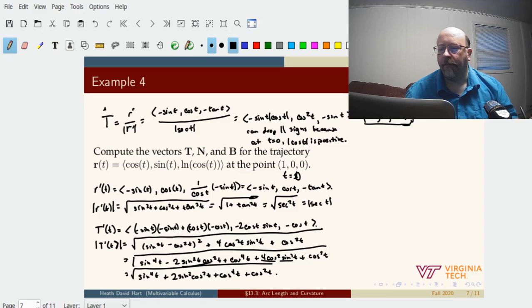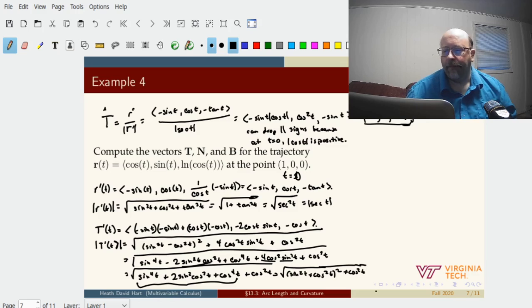All right. This part here factors. This becomes (sine squared of t plus cosine squared of t) squared plus cosine squared of t. And sine squared plus cosine squared is equal to 1. And so this becomes the square root of 1 plus cosine squared of t.